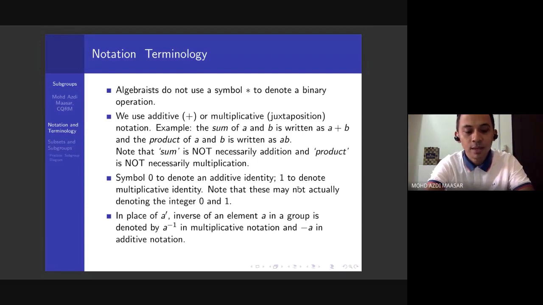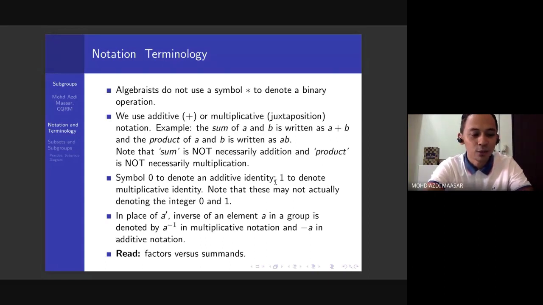There's also another terminology that I need you to read on your own. I need you to read in your text the terminology of factors versus summands. These two have a similarity, and of course they are different. So I need you to look at that on page 50 of your text.